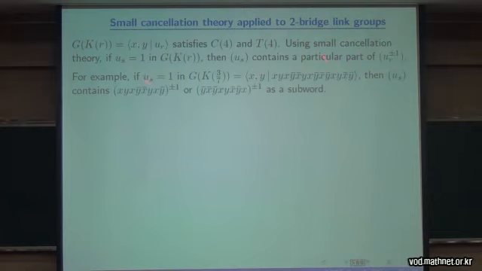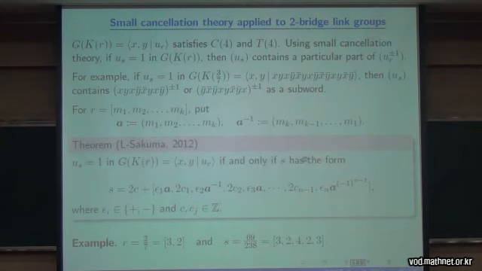For example, in this two-bridge link group, such a particular part corresponds to this. If u_S equals the identity, then u_S must contain this part or this part as a subword. And by this observation, we obtained the following complete answer to the question of which essential simple loops are null-homotopic in two-bridge link groups. This is a complete answer to that question.